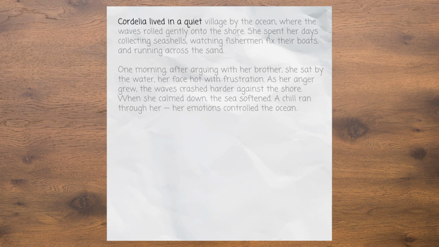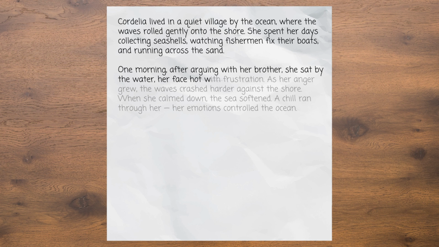Cordelia lived in a quiet village by the ocean, where the waves rolled gently onto the shore. She spent her days collecting seashells, watching fishermen fix their boats, and running across the sand. One morning, after arguing with her brother, she sat by the water, her face hot with frustration. As her anger grew, the waves crashed harder against the shore. When she calmed down, the sea softened. A chill ran through her. Her emotions controlled the ocean.